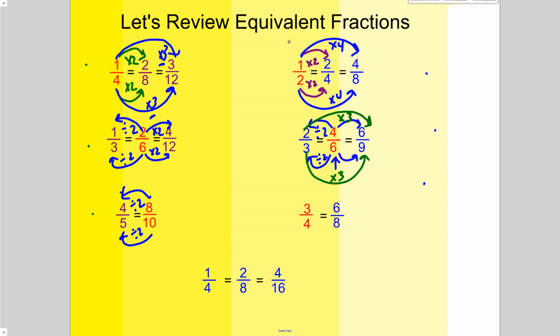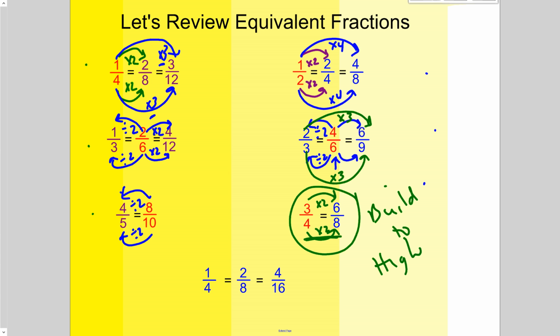Finally, the last one that we did together on the number lines was the 3/4 and the 6/8. We went from 3/4 to 6/8. Well, that's times 2. So we can build to higher terms. That's when we're multiplying. This is called building to higher terms. Or we can simplify, and that's when we're dividing. This here, that's simplifying.